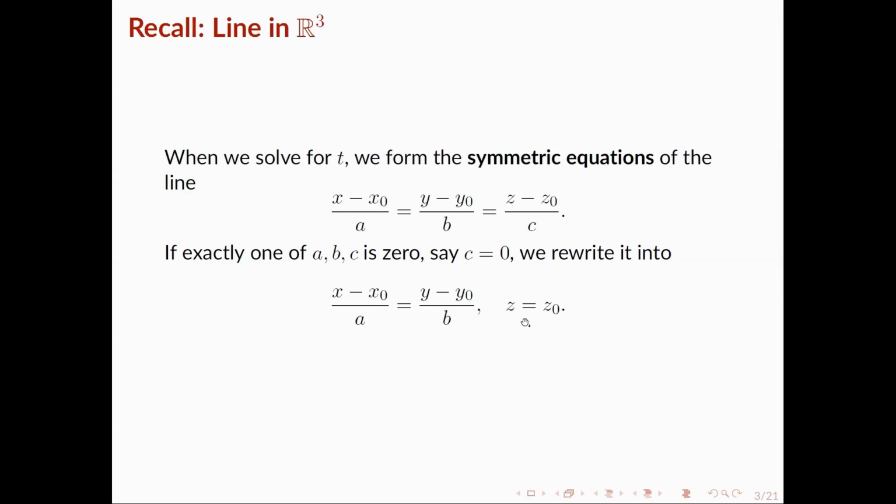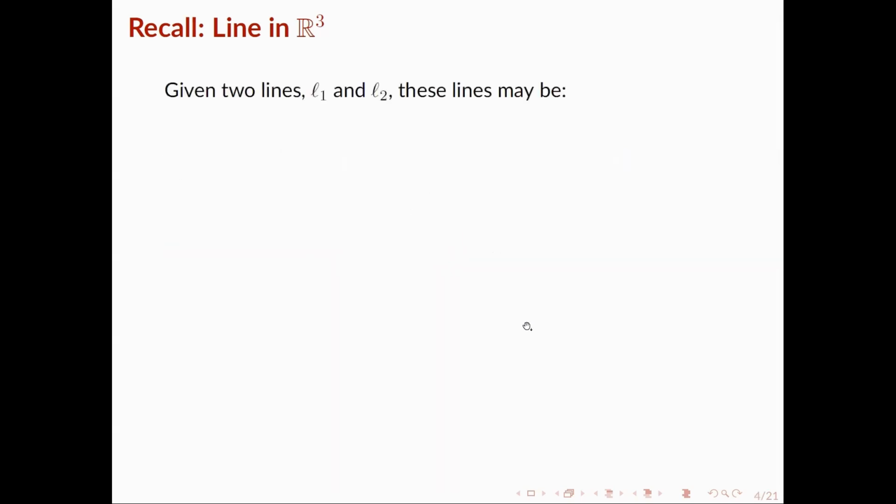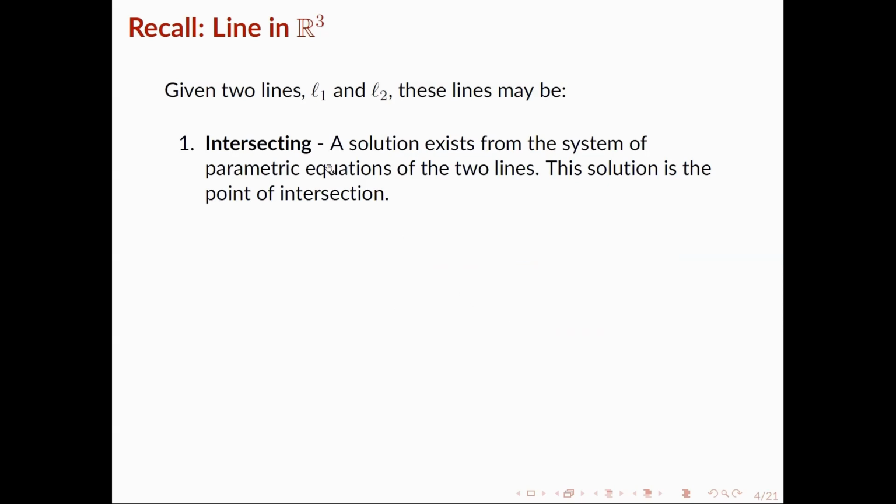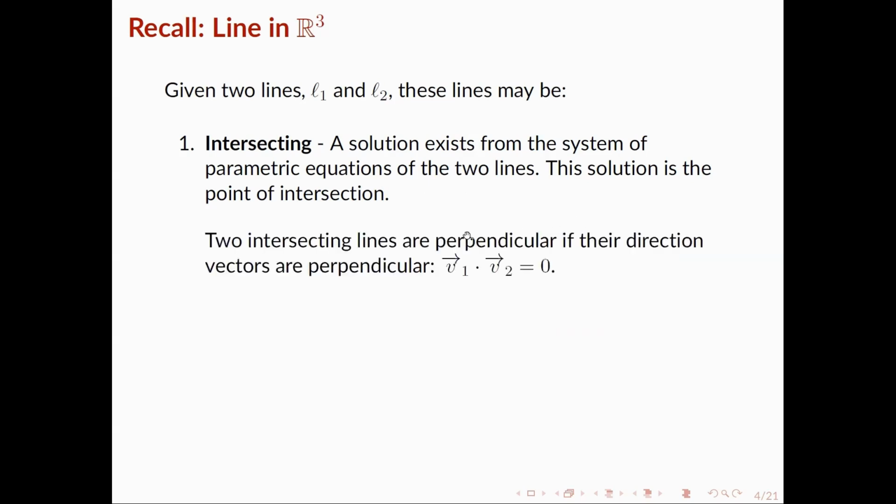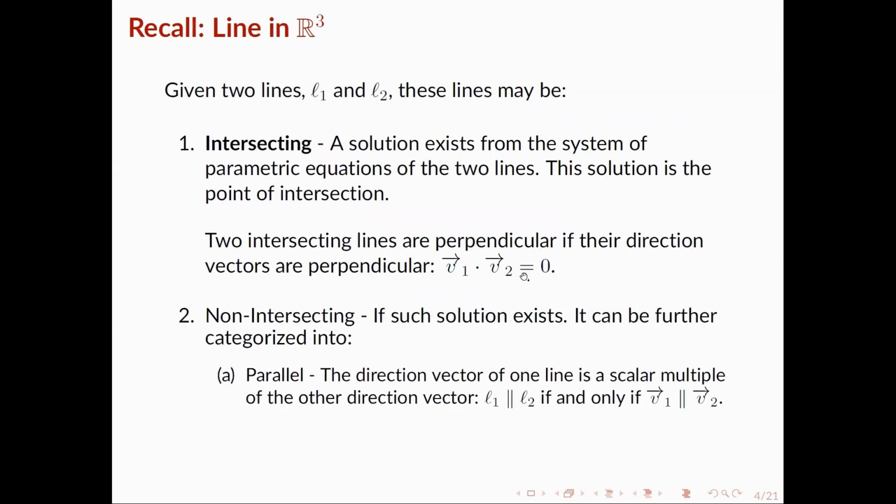z = z0. Now, given two lines, L1 and L2, these lines may be first intersecting. In this case, a solution exists from the system of parametric equations of the two lines. This solution is the point of intersection. Two intersecting lines are perpendicular if their direction vectors are perpendicular. That is, the dot product of the direction vector v1 and the direction vector v2 is equal to 0.